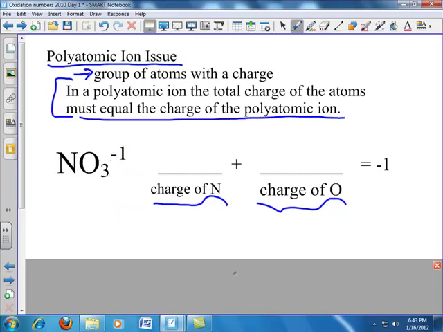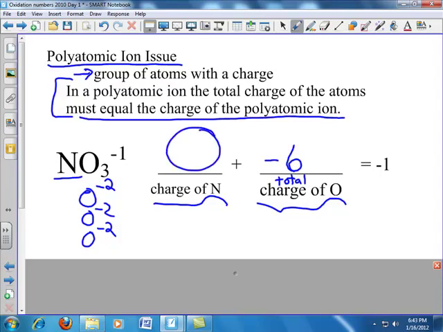So here's the deal. Oxygen is still -2. But I have 3 oxygens. So their total charge is -6. And I really should write that. The total charge of oxygen is -6. So now, I have 1 nitrogen. So some number plus -6 has to equal -1. That number would be 5. 5 plus a -6 is -1. Now we have a whole new charge of nitrogen that we haven't seen before. But that's the way it is.